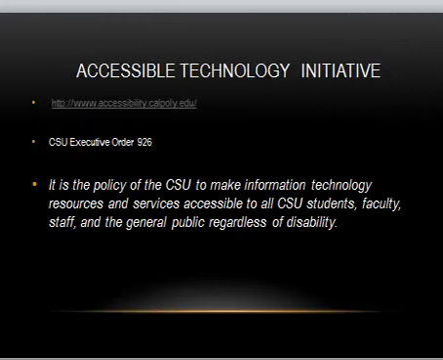Next slide, Accessible Technology Initiative, with a link to the web page www.accessibility.calpoly.edu. CSU Executive Order 926. It is the policy of the CSU to make information technology resources and services accessible to all CSU students, faculty, staff, and the general public regardless of disability.